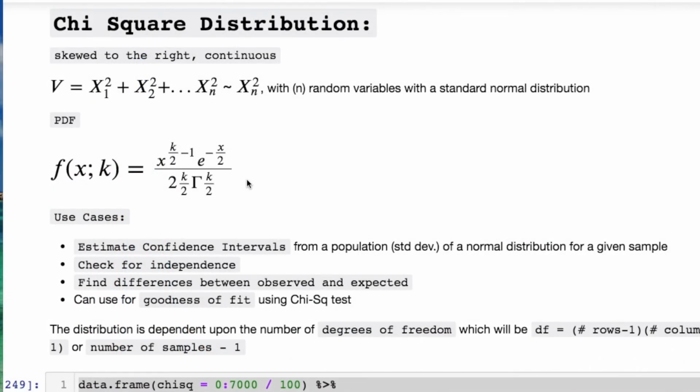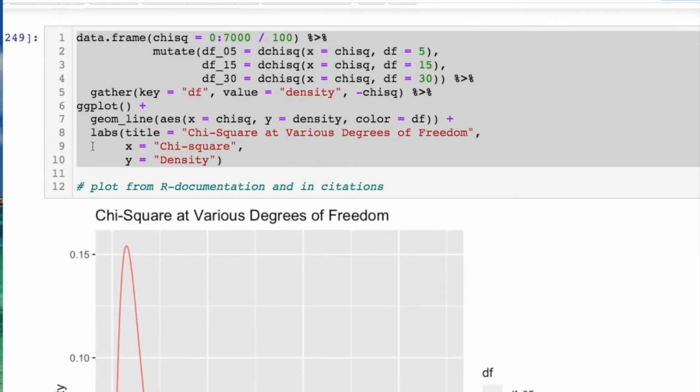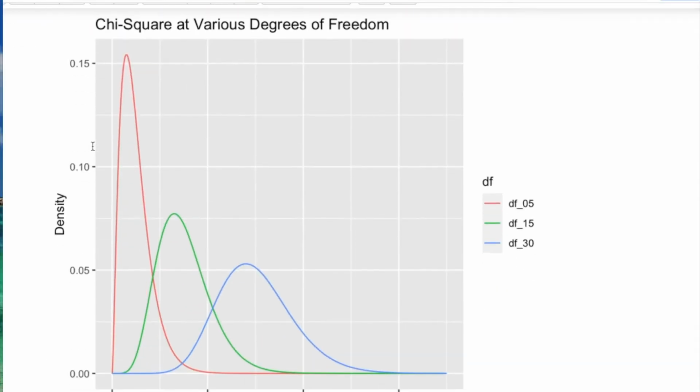The next thing that we're interested in is the chi-square distribution. This is going to be something that's skewed to the right and continuous, just like our other skewed data. And here's a few use cases that you can have where you're looking for either the estimation of your confidence intervals, checking for independence, finding differences between observed and expected, or looking for a goodness of fit test. All right. Now, let's scroll down and look at this, okay?